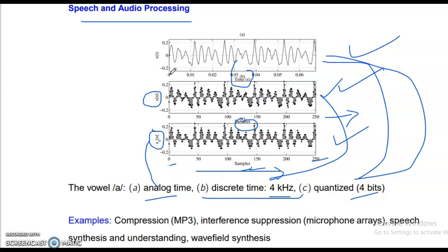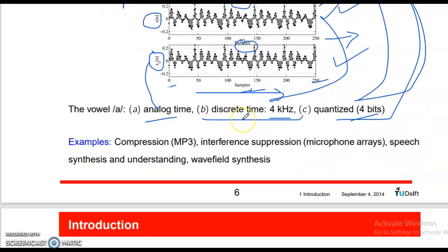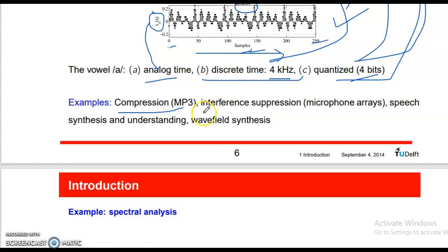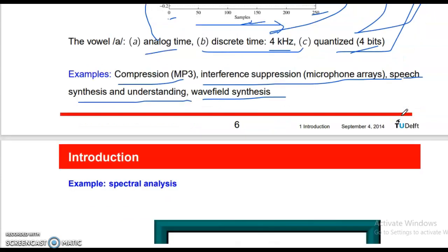Here on the x-axis, time in seconds: 0, 0.01, 0.02, 0.03, 0.04, 0.05, 0.06. On the y-axis, minus 0.2, 0, 0.2, x of t. This is the quantized 4 bits. Examples: compression, MP3, interference suppression, microphone arrays, speech synthesis and understanding, wave field synthesis.